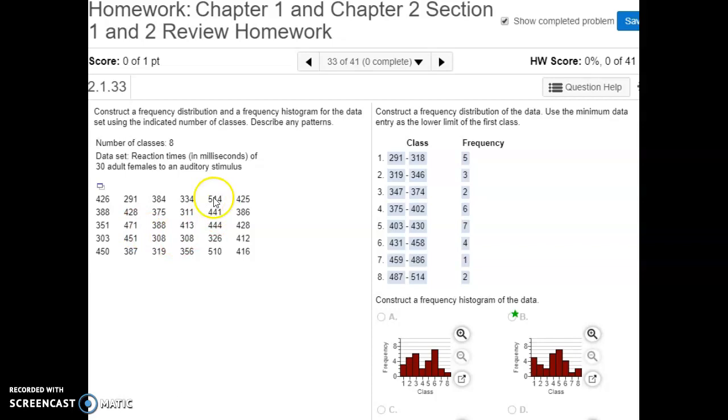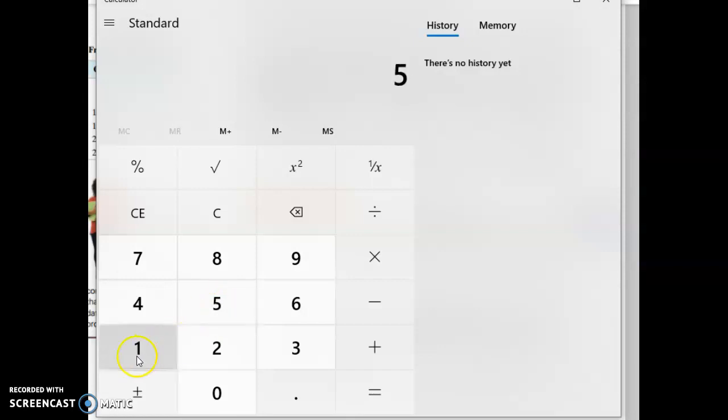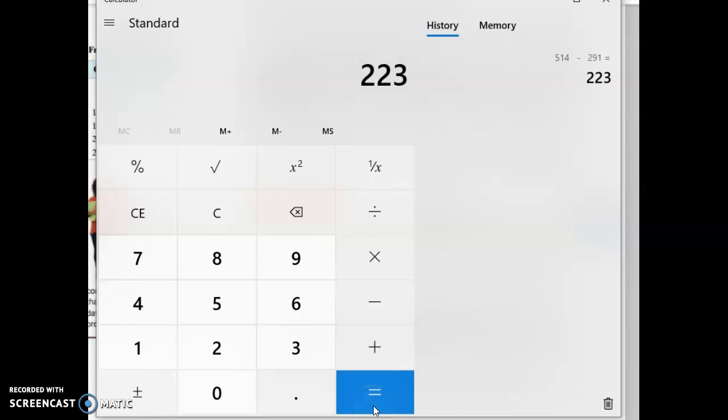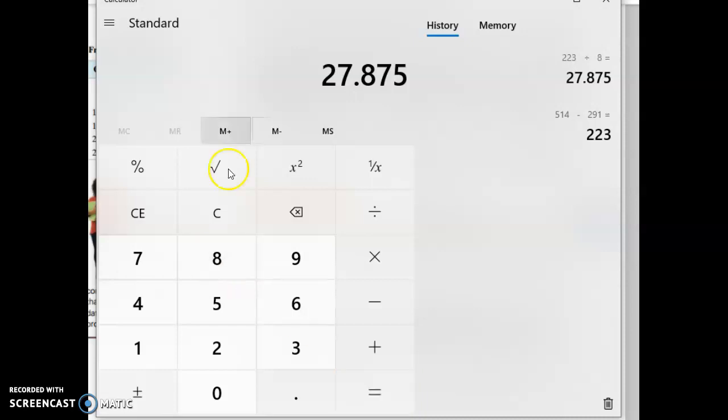In our data here, the largest value is 514, the smallest is 291. So I would want to take 514 minus 291. That gives me the range of the data, and divide by the number of classes. There's 8 of them. That gives me 27.875. To round up to the next convenient number would be 28. So my class width is going to be 28.